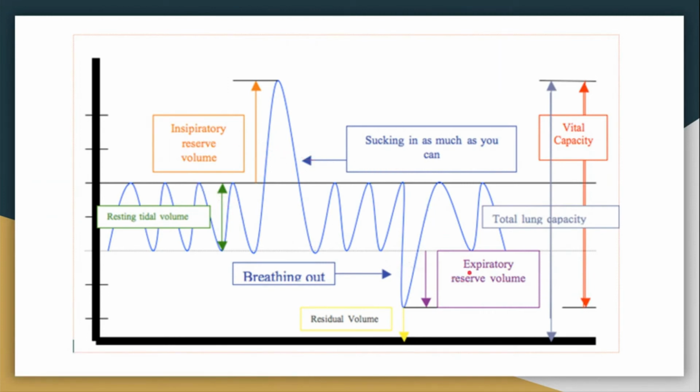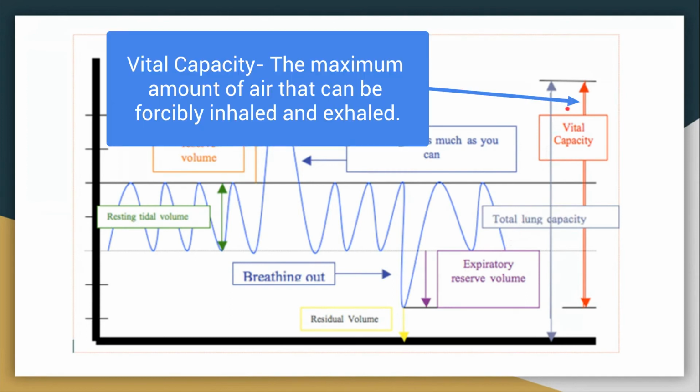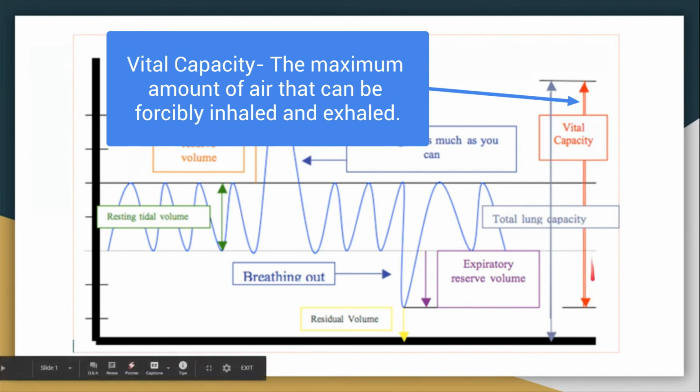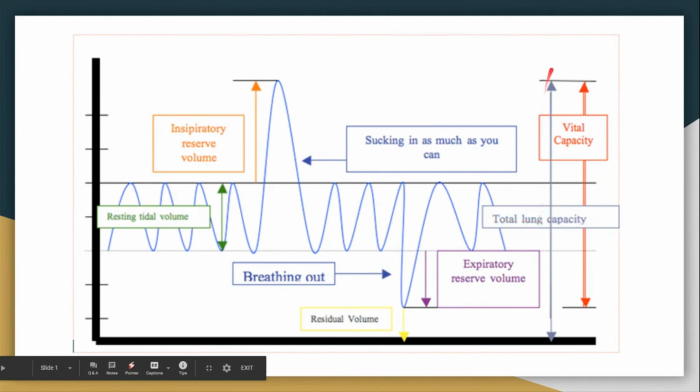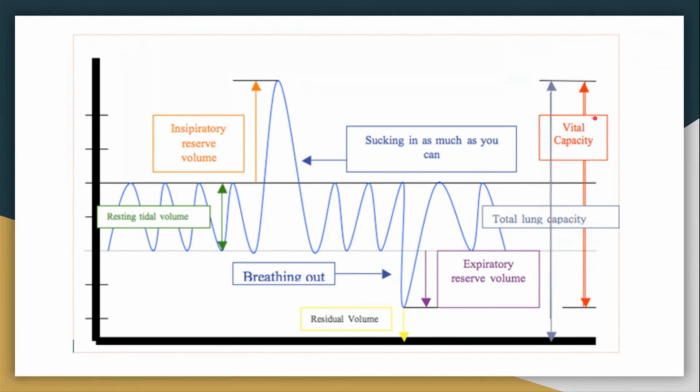Vital capacity is the maximum amount of air that can be forcibly inhaled and exhaled. So if you were to take your deepest breath now, as deep as you can, and then forcibly breathe out all of the air that you can, that total volume of air is your vital capacity, and it's almost the size of your lung capacity. We can't quite get rid of all of the oxygen though, so it's almost that size. Vital capacity doesn't really change during exercise. It pretty much stays the same.